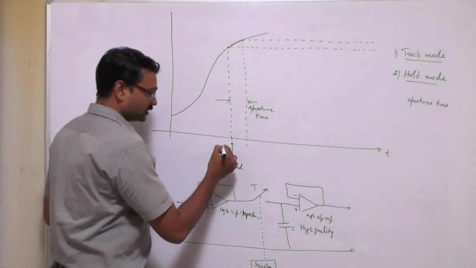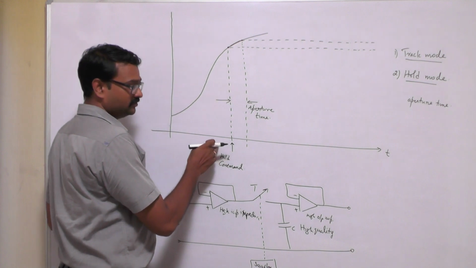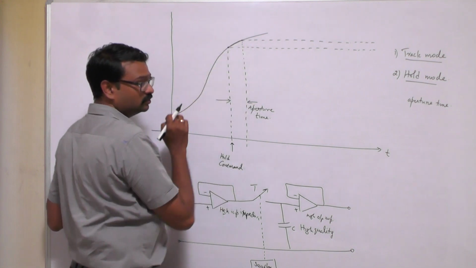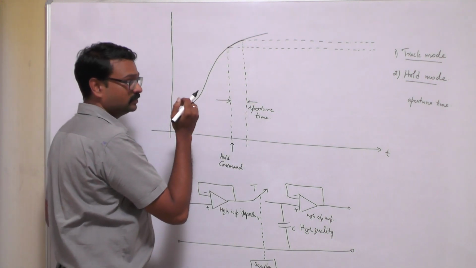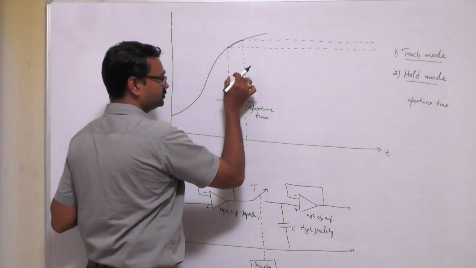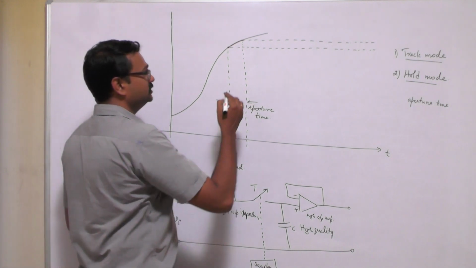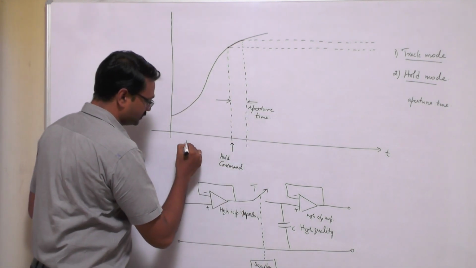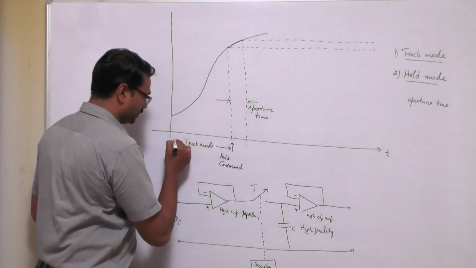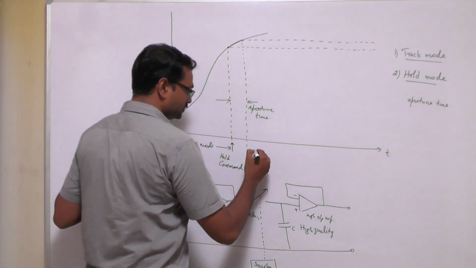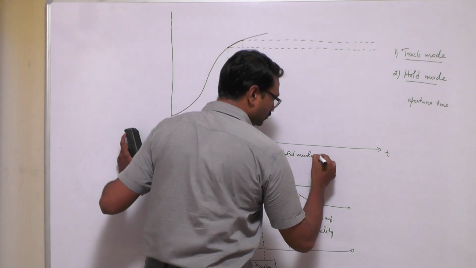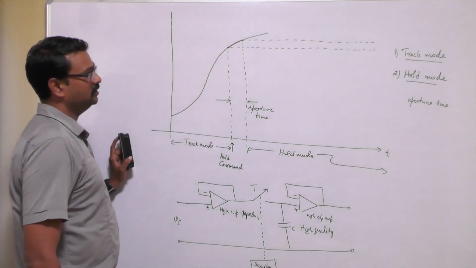The difference between the instant at which the hold command is given and the instant at which the capacitor is able to hold the value that is tracked by the device, the difference between these two is called the aperture time. Now eventually you can call this the track mode, and eventually we can say this is the hold mode until the next instant you are having the hold mode.